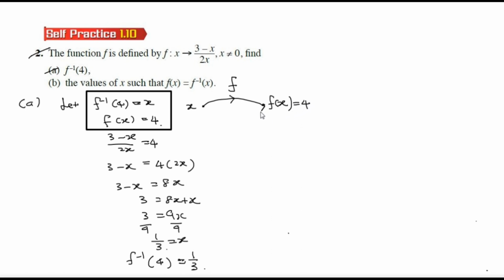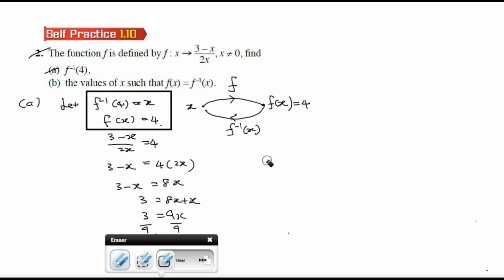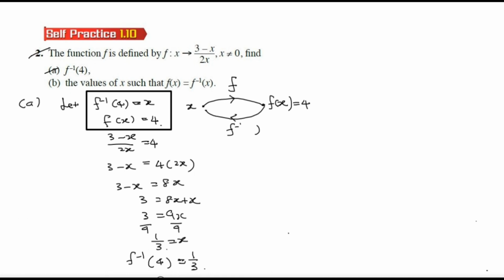Then the f inverse will bring back 4 to x. So this is the illustration of the first two sentences by using the diagram. Okay, hopefully you can understand better.